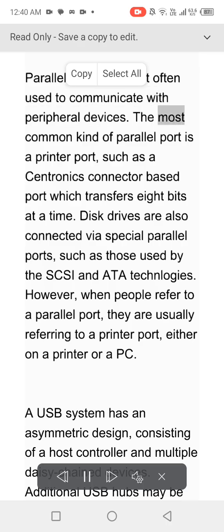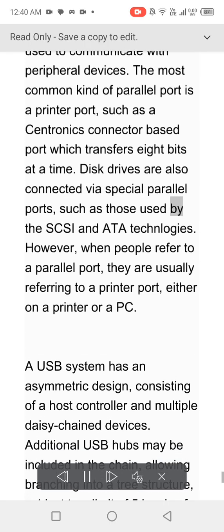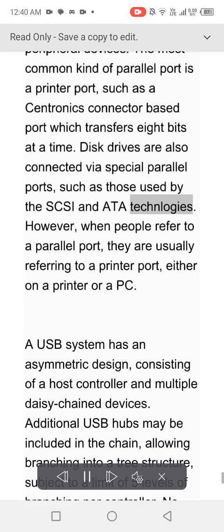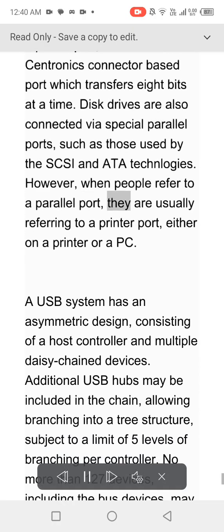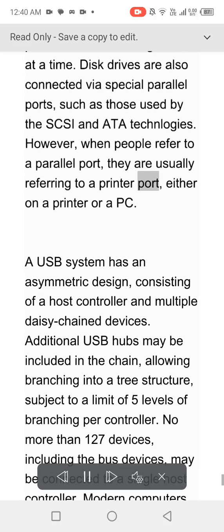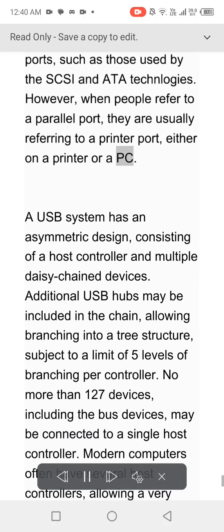The most common kind of parallel port is a printer port, such as a Centronics connector-based port, which transfers 8 bits at a time. Disk drives are also connected via special parallel ports, such as those used by the SCSI and ATA technologies. However, when people refer to a parallel port, they are usually referring to a printer port, either on a printer or a PC.